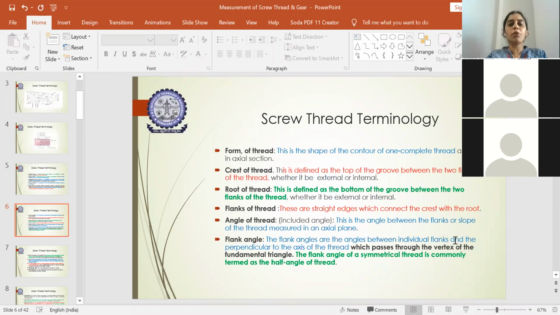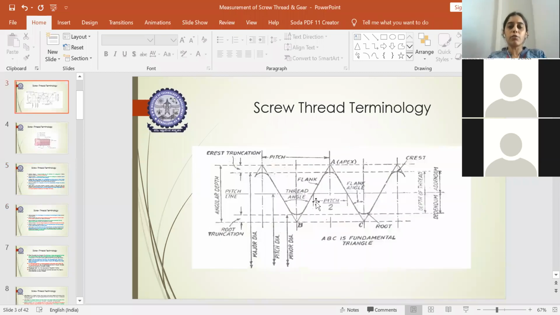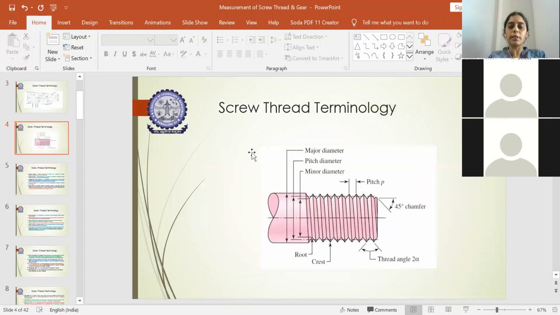And then you should know what you mean by form of a thread. Form of a thread basically gives you the shape of the contour of one complete thread. So the shape formed by one complete thread is called the form of the thread.